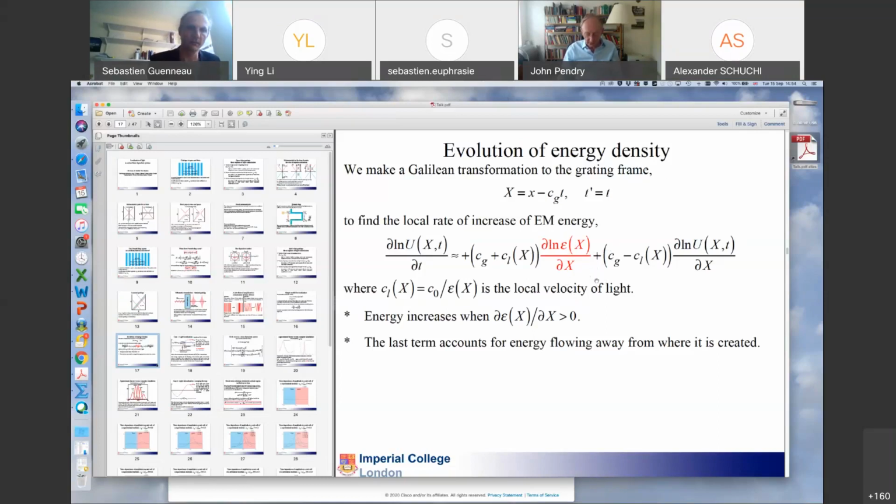Something else which I didn't mention in my ideal system is that we've assumed a system which is free of dispersion.